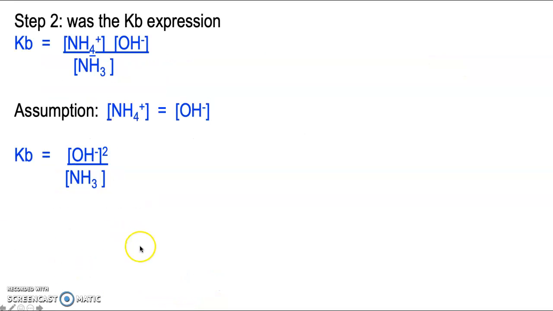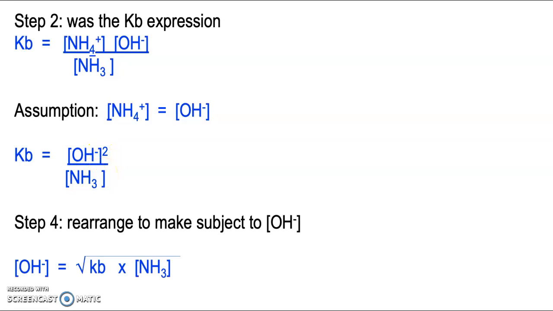As I said, the assumptions are the same, so we're going to be able to replace the ammonium ion with a hydroxide ion, and you'll find the equation now starts to look like this. Kb is the hydroxide ion concentration squared divided by the ammonia. Now it's time to rearrange the equation, and we'll find the hydroxide concentration is the square root of Kb times the concentration of your weak base.